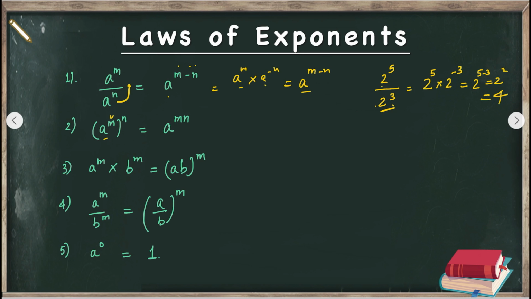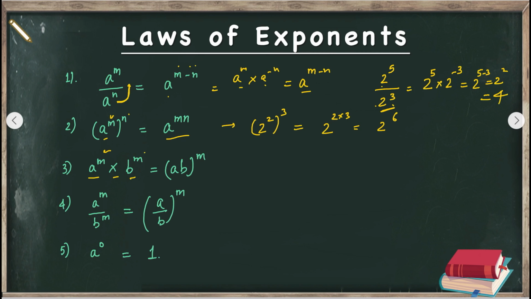Next is, if we have a number a whose power is m, and then its whole power is n. That means when you open the bracket, the powers will be multiplied, so we get the result a power mn. For example, if you have 2 power 2 and whole power 3, when you remove this bracket, these two powers will be multiplied, that is 2 into 3. That is 2 power 6. That's the answer.